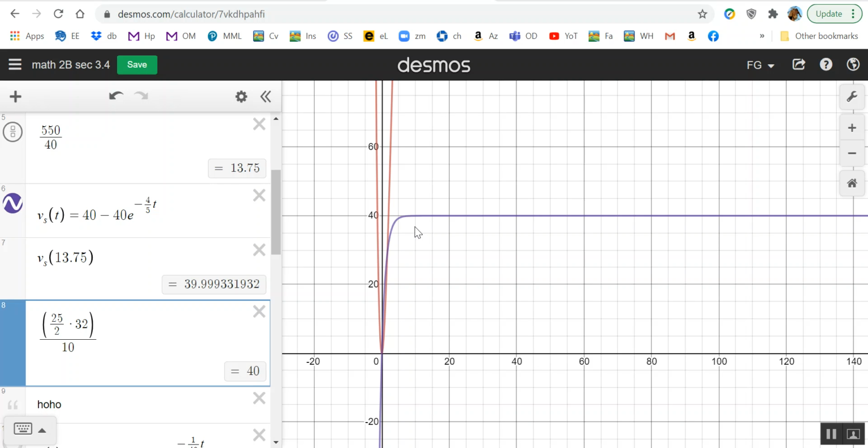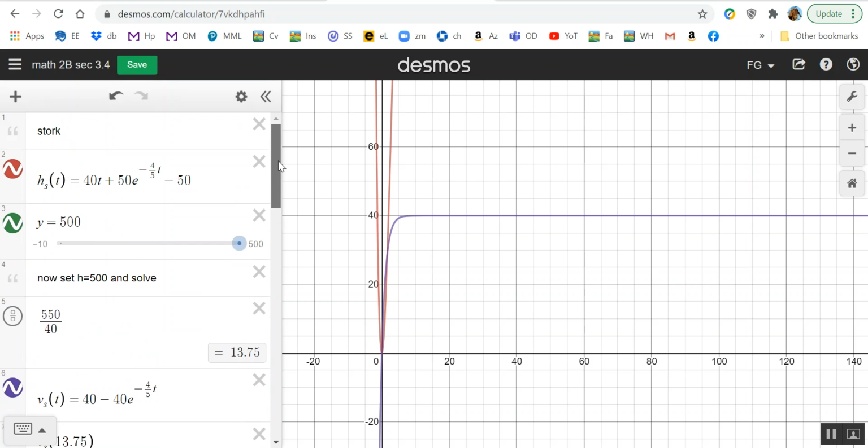And I just wanted to mention something. There's something called terminal velocity. If you look at this velocity function, as t goes to infinity, this exponential term dies out and v is approaching 40. That's called the terminal velocity. And the formula for terminal velocity, it's in your textbook, is mg over b. And I did that computation here. That's 40 miles per hour. So that's our terminal velocity.